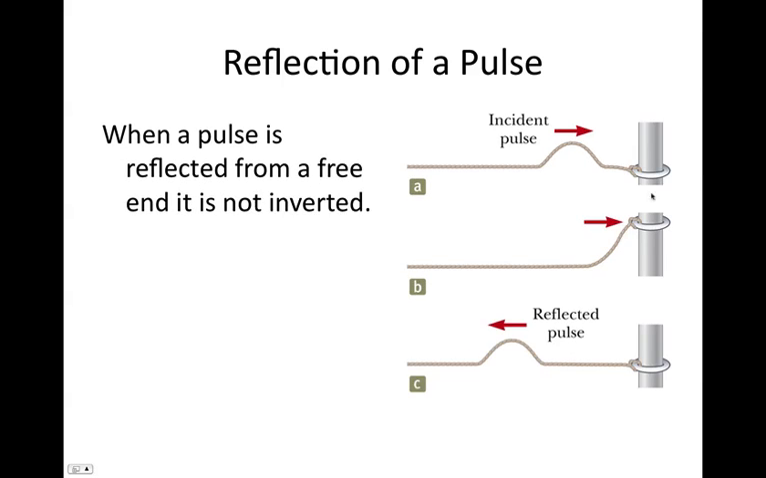Now if the pulse is reflected from a loose end, so for example it's tied onto this ring which is free to move, then there won't be a force pushing it down, so it's not going to be inverted when it's reflected from a loose end like this, and so it travels back along the top of the string.